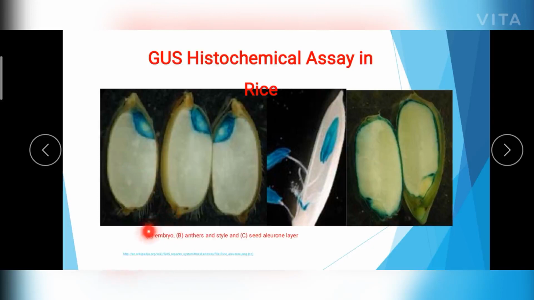So in this manner you will be able to see the transformed cells, the cells which are having this GUS gene. This is the rice embryo, and this is the anthers and style portion of this rice plant, and the aleurone layer, the margins of this particular seed, they are also showing the expression of this GUS gene. So in this manner you will be able to screen the transformed cells by using this reporter gene called the GUS gene.